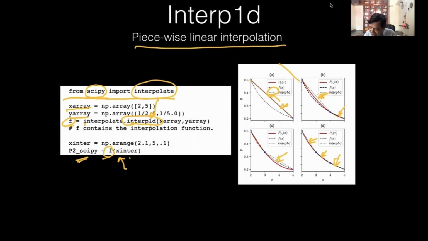Here I am entering an array, which is a linear array going from 2.1 to 5 with interval of 0.1. Remember the range function, it gives linearly spaced points from 2.1 to 5 with space of 0.1. It excludes 5, it doesn't include 5. And so P2 SciPy will be the value of the function here, and you can just do a plot. That's what I've done here.